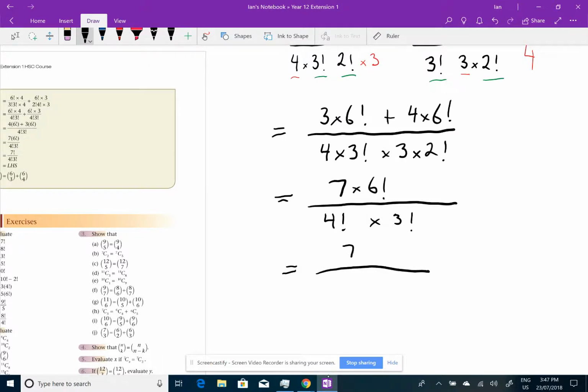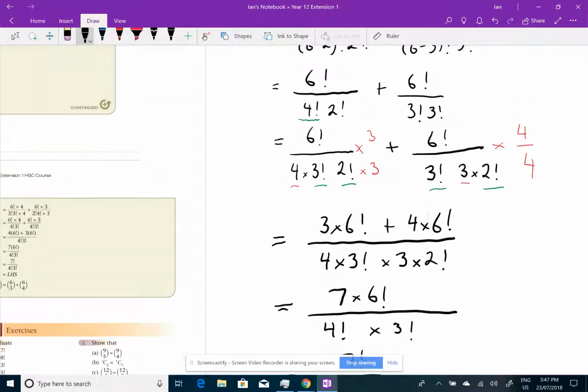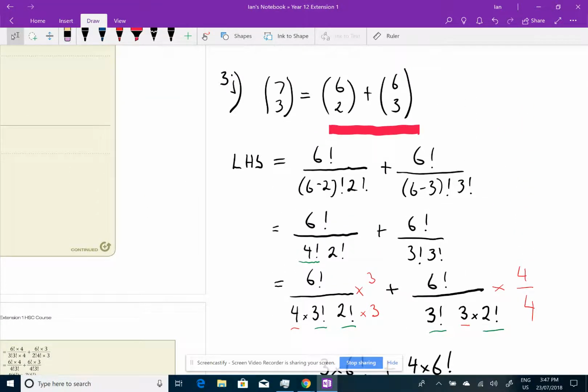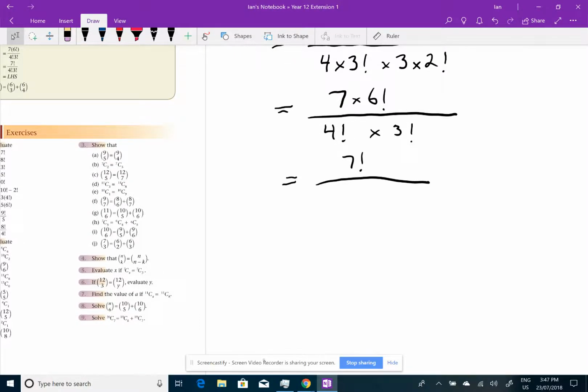Okay, the top's really easy now. I've got 7 factorial, which is what I want to make it look like. Remember, I want to make it look like 7,3. Well, I can write 4 factorial if I go 7 minus 3 factorial. Is 7 minus 3 4? Yes, it is. And I've got my 3 factorial. Oh, and that is my 7C3, or as they want it, 7,3, which is what we had to prove.